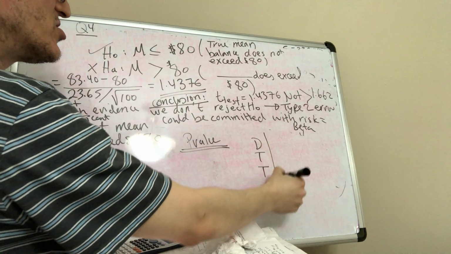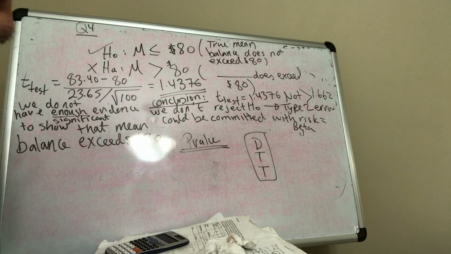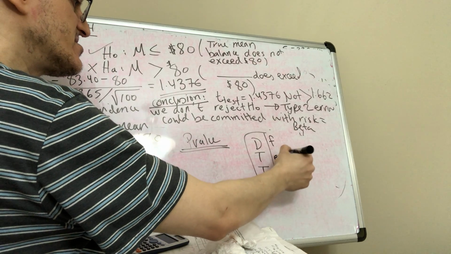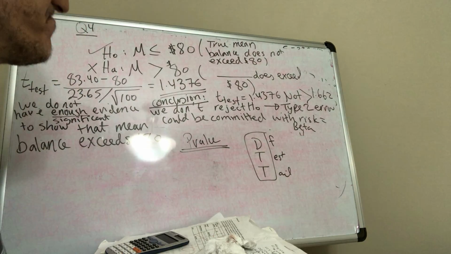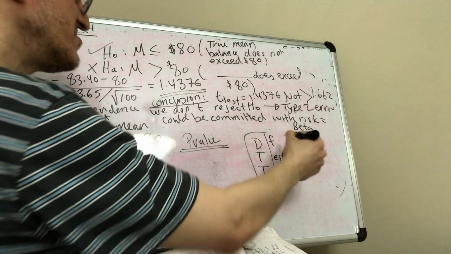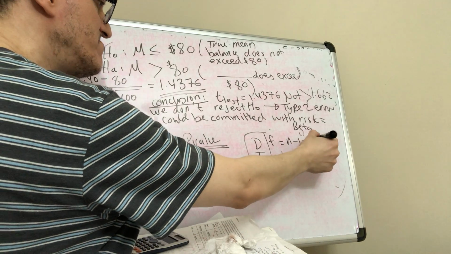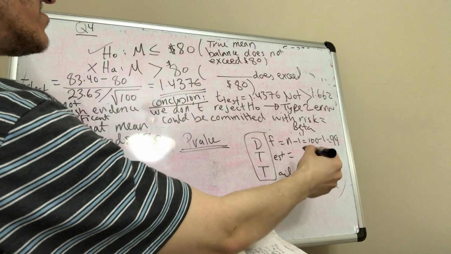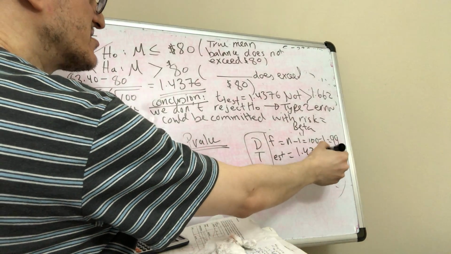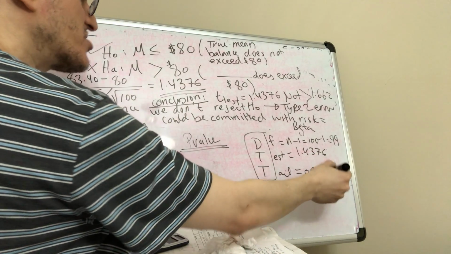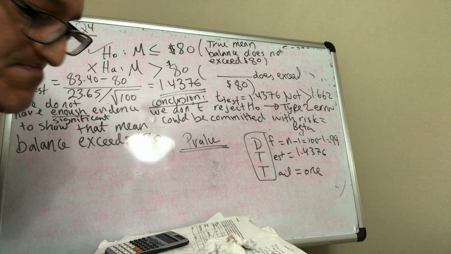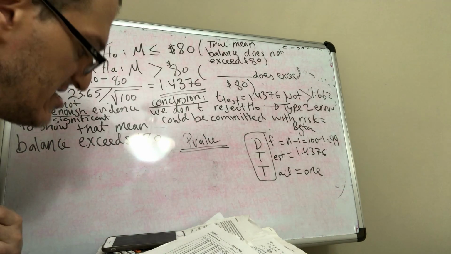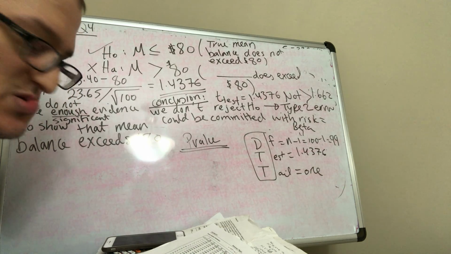When you do it, chi or t, it's always the DTT: degrees of freedom, test, tail. We determine the degrees of freedom, n minus 1, 100 minus 1, 99. The test number we found is about 1.376, and it's a more question, so it's a one-tail system. You go to degrees of freedom 99. I don't have 99, so I'll use degrees of freedom 90.